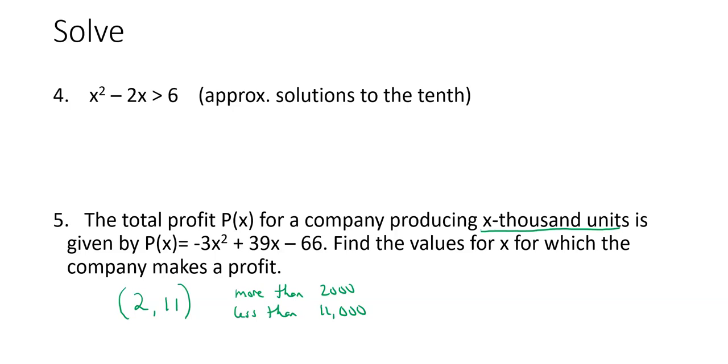If you start making too many units, then you've got nowhere to store them, or nobody wants to buy that many and you end up making a whole bunch of stuff that nobody buys and it just sits around in your warehouse. If you don't make enough, then you don't have enough to cover your costs. In between that 2,000 and 11,000, that will be where the company makes a profit. So we do use these types of inequality problems to solve real-life applications, and that's one of them. Any kind of profit or loss functions will be done this way.